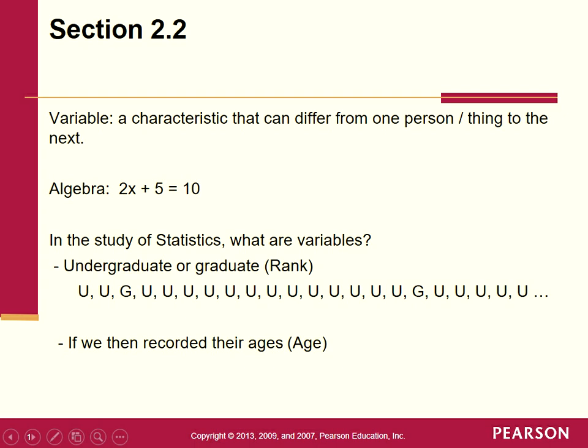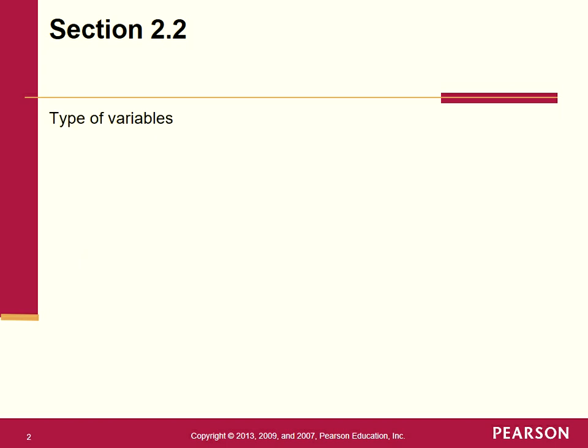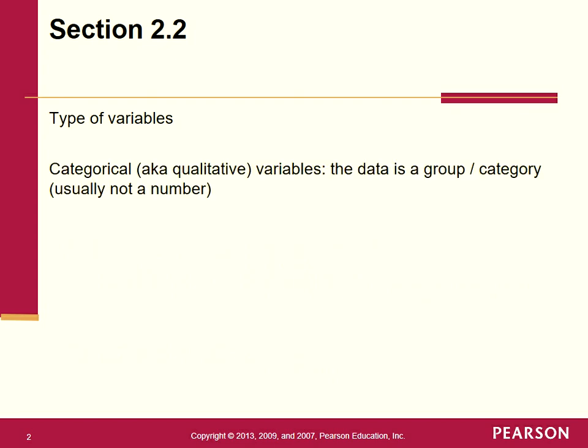We also had ages, remember that? That could be a variable, because notice it varies from person to person or thing to thing. So we have age. That's what we're going to talk about in 2.2, variables. We're going to break it down further than this. So we have types of variables. What are the different types of variables?